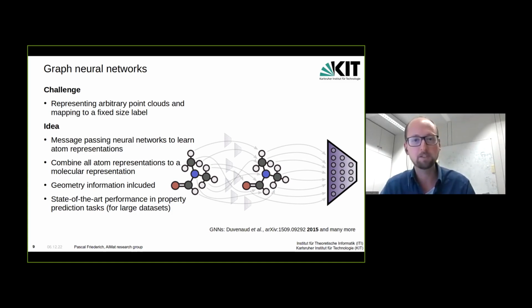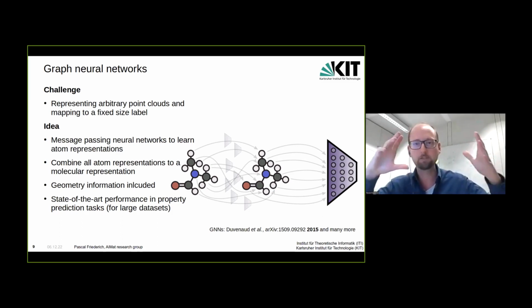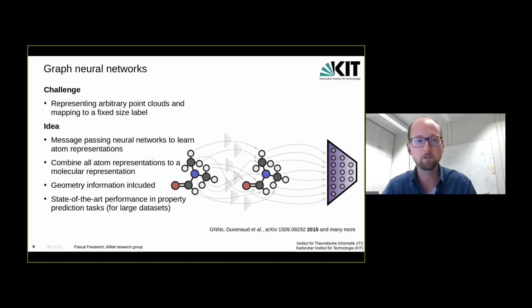And the idea is we represent atoms as nodes in a graph and edges or bonds between the atoms or distances between the atoms as edges in a graph. And then we define a graph neural network that can work on this graph or 3D type of input to learn first atom representations. So the graph neural networks first have the task of learning what is the local environment of atoms in a certain molecule or material. And then in the second step, it combines all of these learned atom representations into a learned molecular or materials representation, where the geometry information can be fully included.